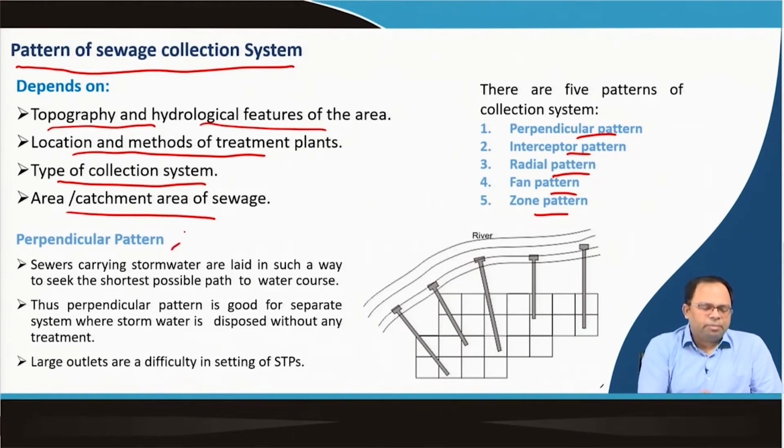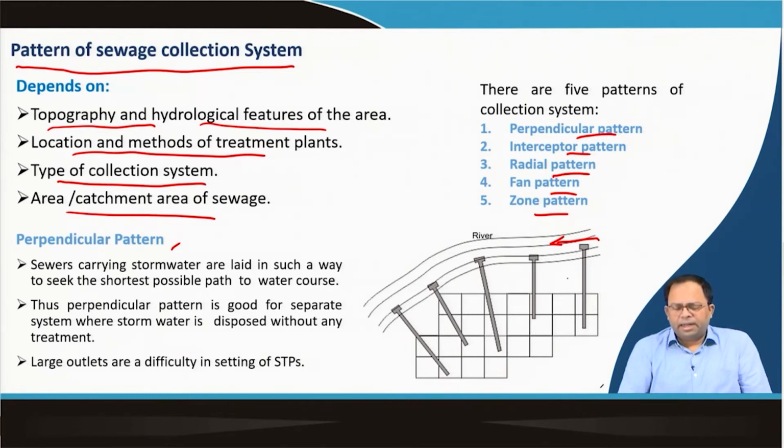So, the first system is the perpendicular pattern. Again, when I say perpendicular pattern, it may be along with many other patterns as well. Why? Because perpendicular pattern actually refers to the cases where sewers carrying storm water are laid in such a way that they seek the shortest possible path to the water course. So, the city has a river in front, as you can see in this image, and we have an urban area over here. Whatever the size of the network is, it may not even be in a grid iron pattern, but it is laid whatever way the city is laid.